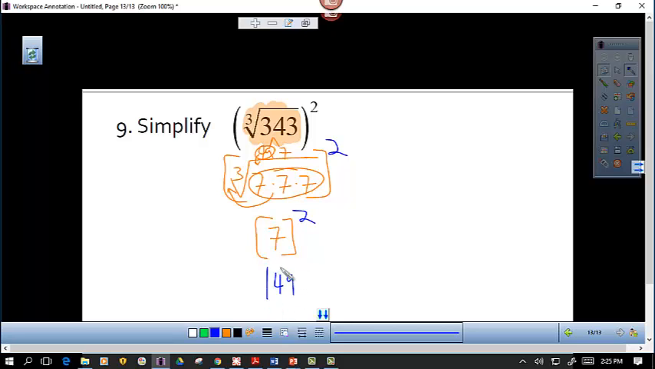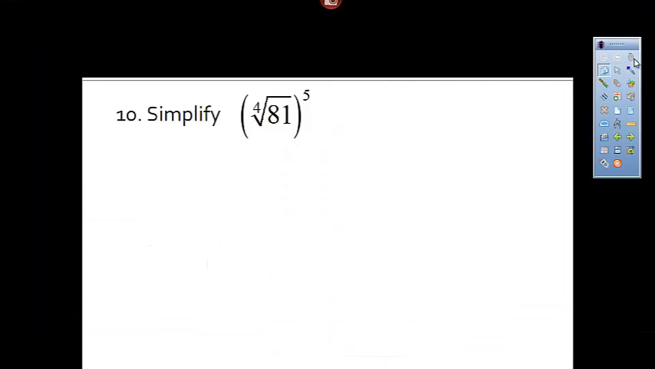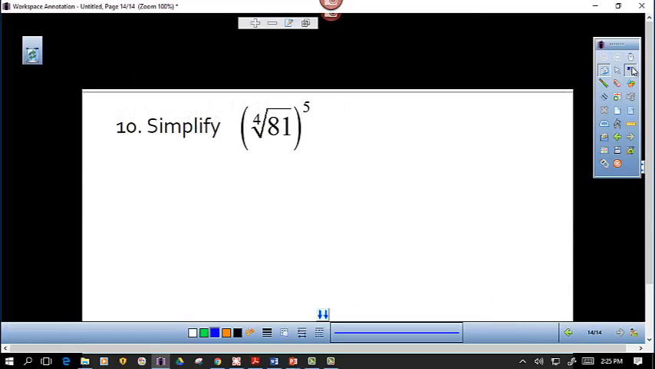So anytime you see something like this, don't get intimidated by it. You work from the inside out and do the exponent last. Okay, same deal. So what I just said, work from the inside out, do the exponent last. So we're going to look at this.